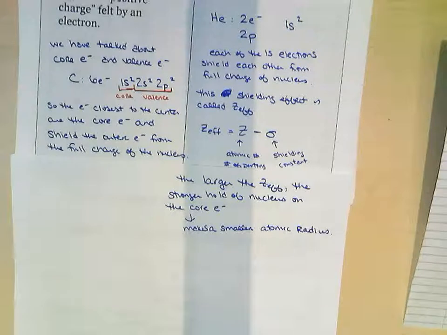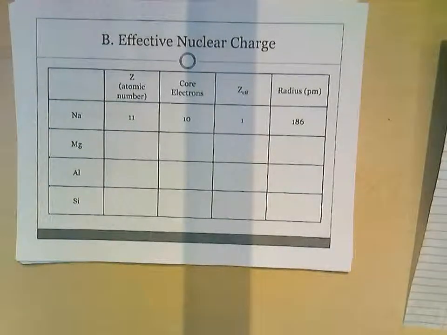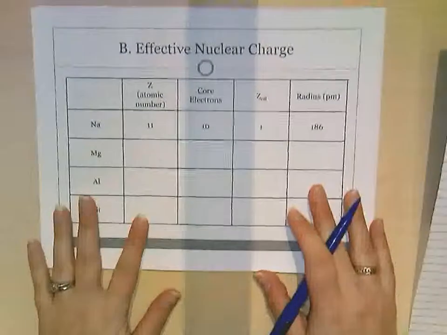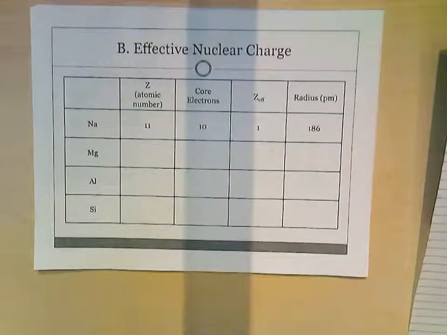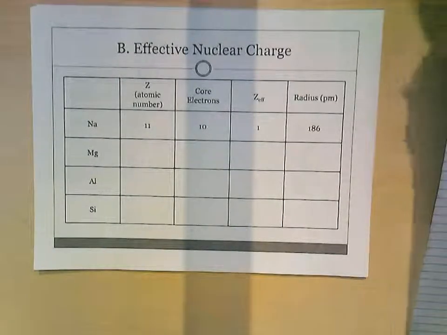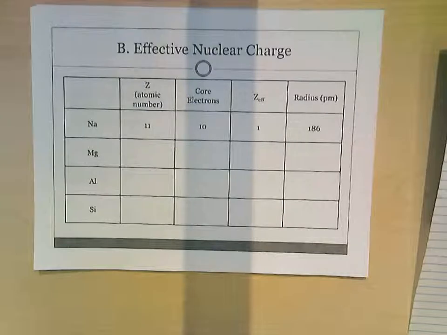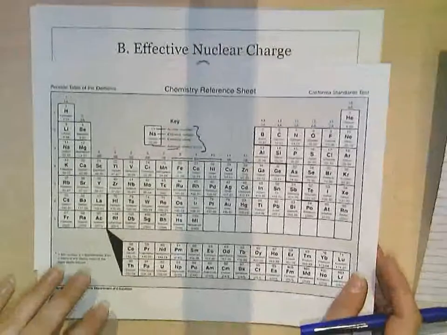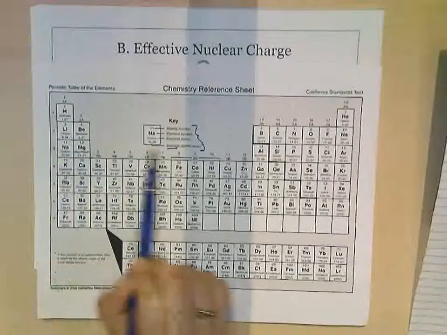So let's fill in a table and prove to ourselves what we just said in words, right? Knowing what we know. So on your next page, we have this snazzy table. You can tell I spent hours on it. Super impressive. All right, so we have 4 elements, and I filled in the first row, and we're going to fill in the rest and see if we can see a trend between Z effective and the radius. And we are going to be looking at elements going left to right.